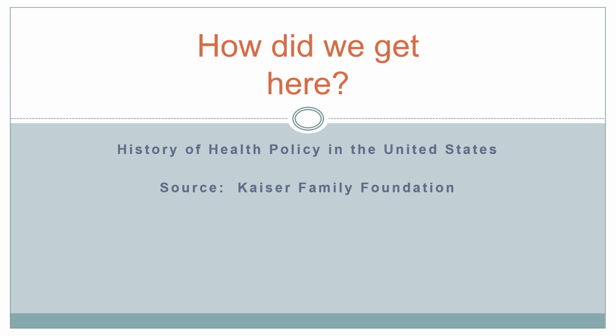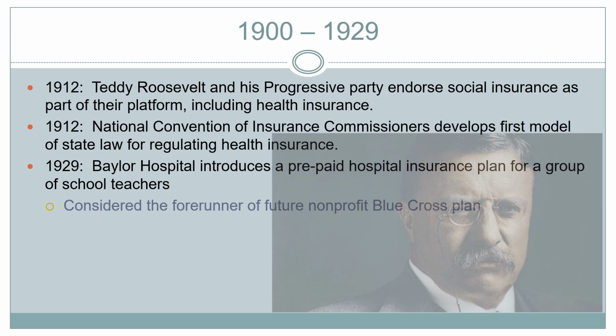So how did we get here? I'm going to give you a little bit of a history of health policy in the United States, going back really to the beginning. So this goes to the turn of the 20th century, when we had the first discussions around having national health insurance and national health care as a part of the American framework. And this goes back all the way to President Teddy Roosevelt and his progressive policy.